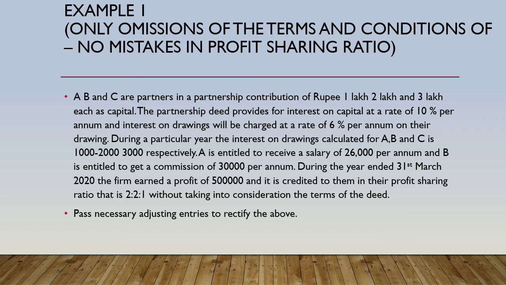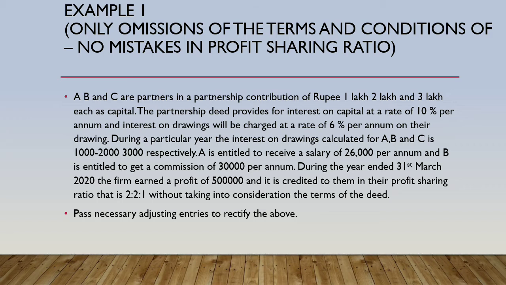That means they have totally ignored the terms and conditions, but they have distributed the profit in their agreed ratio. So in this type of question, we directly go to the adjustment table, because they have committed the mistake only in the appropriation part. So our focus in this type of situation is totally on what amount the partner is going to get. That's the point. So in the adjustment table, I will mention interest on capital to be credited. That is what the partner should take.